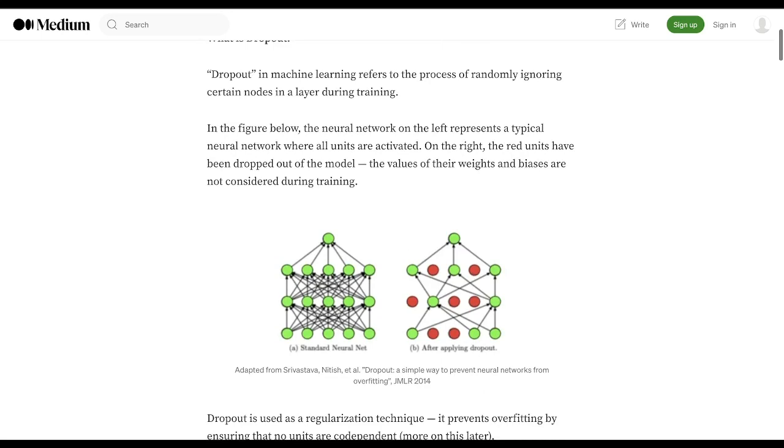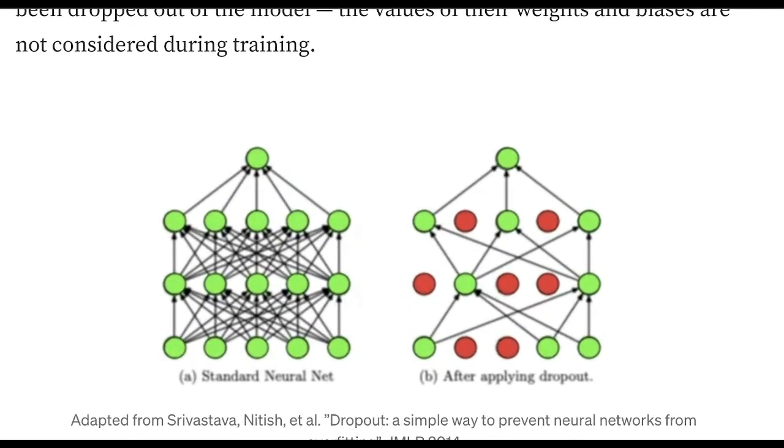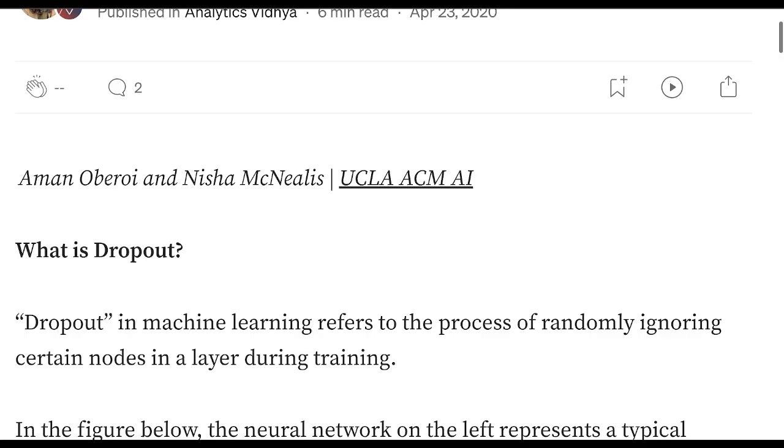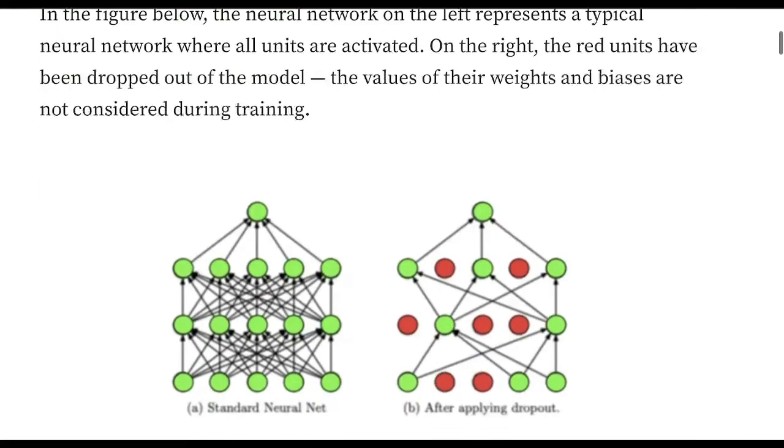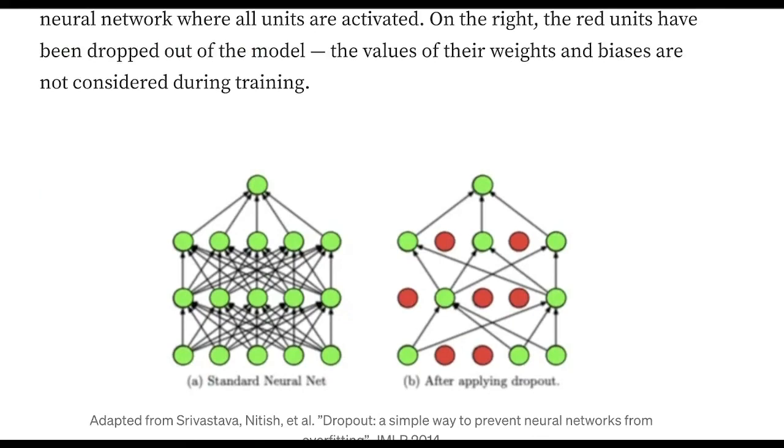Here you can see in this article, on the left side, a standard neural network. Here every node is connected to every other node because this is a standard neural network consisting of dense layers. But it might happen that your model overfits here. So what you do is provide a dropout rate, let us assume 50%. Then your model will randomly deactivate 50% of neurons in each layer.